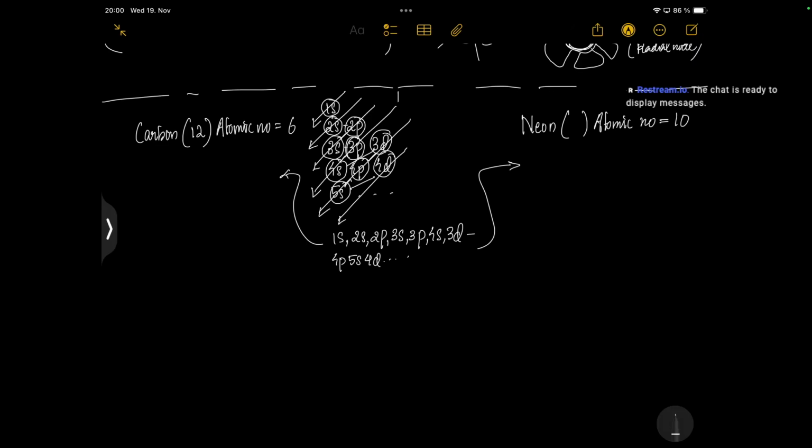So for carbon, it's 6 electrons. How are 6 electrons going to be arranged? 1s2, 2 electrons in the s orbital, 2s2, 2 electrons in the 2s orbital. So now it's already 4, and 2p2, that's going to be in the 2p orbital. And now we got 6 electrons. Now for neon, it's going to be 1s2, 2 electrons, 2s2, 2 electrons, and 2p6. That's going to be for neon.